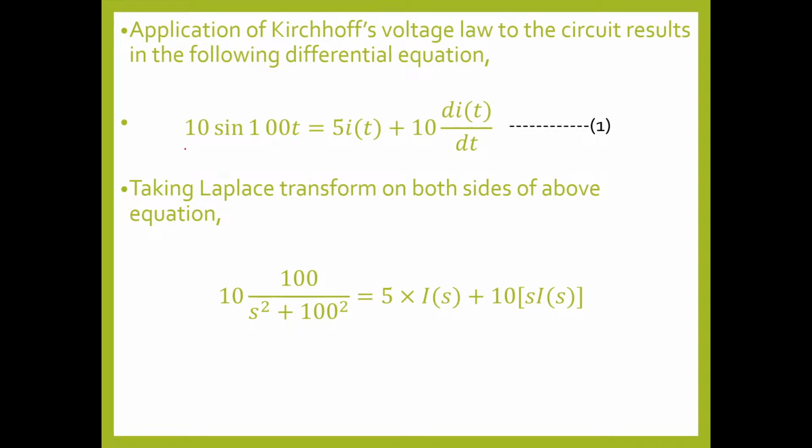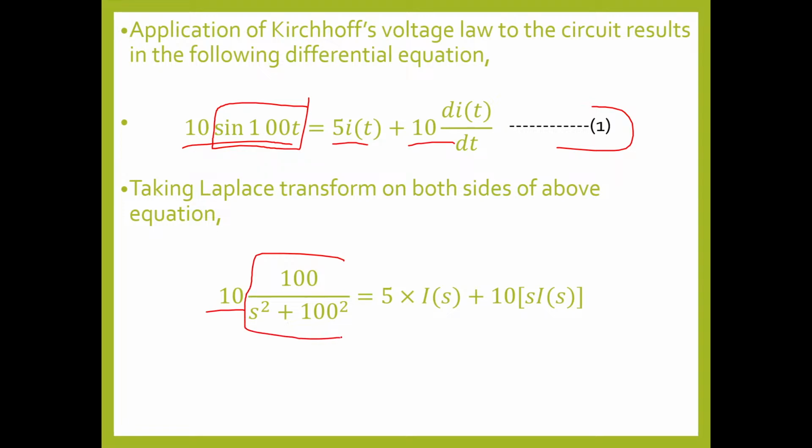What do you get? V, what is V? 10 sin 100 t is equal to R into I of t. R is 5, I of t, and L value is 10, so 10 into d by dt of I of t, considered as equation 1. Now apply Laplace transformation to the above expression. 10 is constant, leave it as this. Laplace of sin 100t, what do you get? 100 divided by s square plus 100 square, that is equal to 5 into Laplace of I of t, which is I of s, plus 10 into Laplace of d by dt of I of t, which is s I of s.